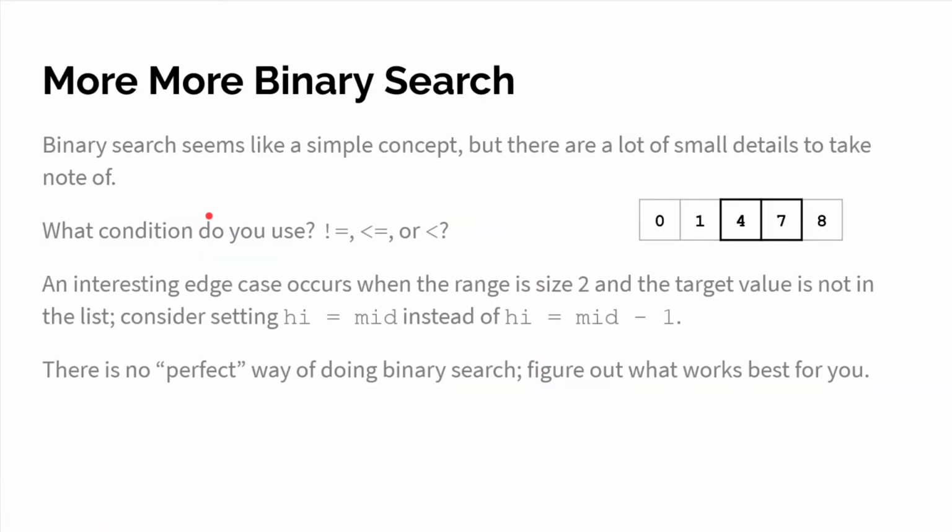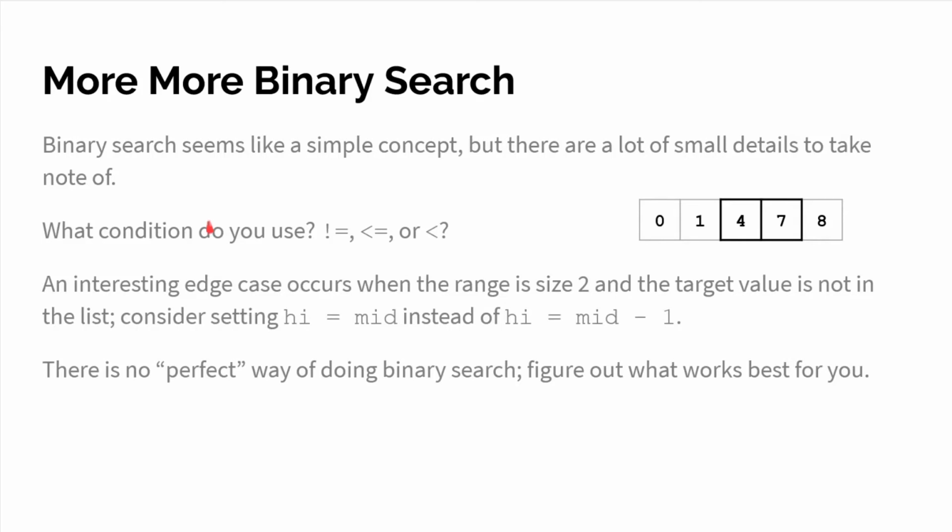So, even more about binary search. It seems like a simple concept, right? It's pretty easy to wrap your head around. You just divide the length in half until you find the number, or you don't find the number, or basically whenever the range has size 0. But there are a few small details which you should take note of.